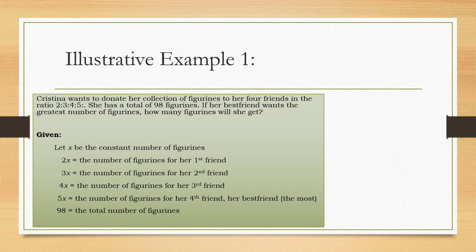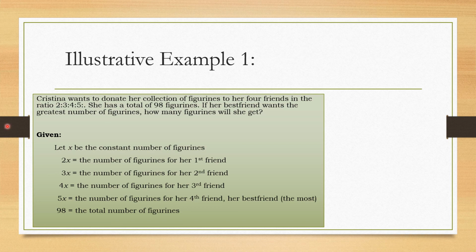To illustrate such, we have here an example. Christina wants to donate her collection of figurines to her 4 friends in the ratio of 2 is to 3 is to 4 is to 5. She has a total of 98 figurines. If her best friend wants the greatest number of figurines, how many figurines will she get? We see that the whole collection of figurines is being divided into parts, which will be represented by x and distributed to them with a specified ratio.